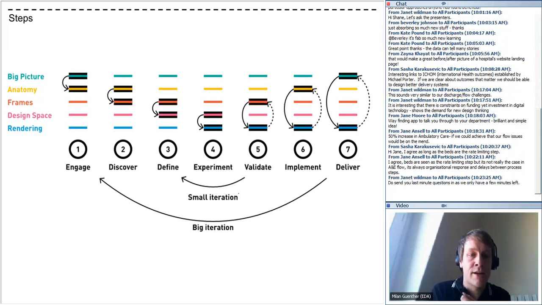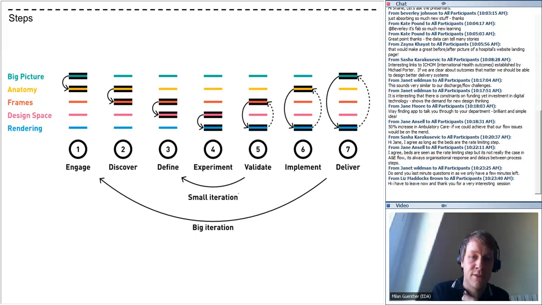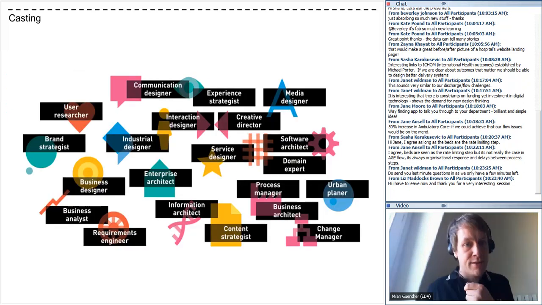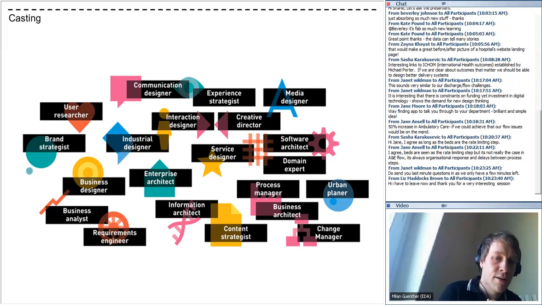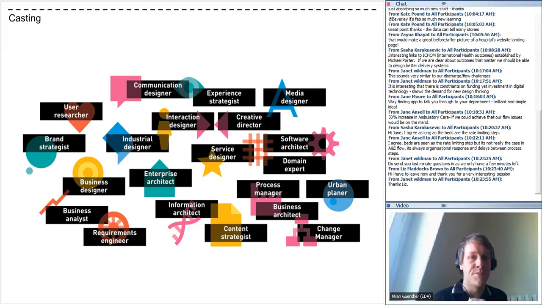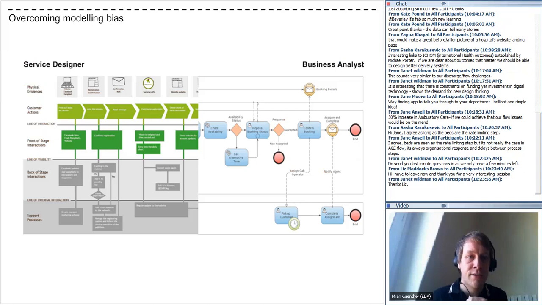Yeah, using it basically like a lift, so going from the very big picture to the anatomy, thinking about it using the frames, making up our design space, our design decisions, getting to a rendering, testing that, validating that towards the different dimensions, implementing it and delivering something hopefully that has a big picture impact, and iterating, of course, a lot. Casting teams, including the disciplines that we need on board for this, but also the different stakeholders that need to be involved, making models, and in that case, really overcoming modeling bias.